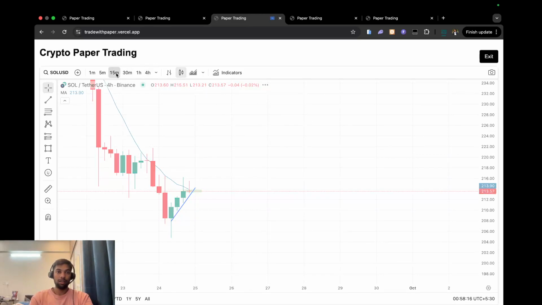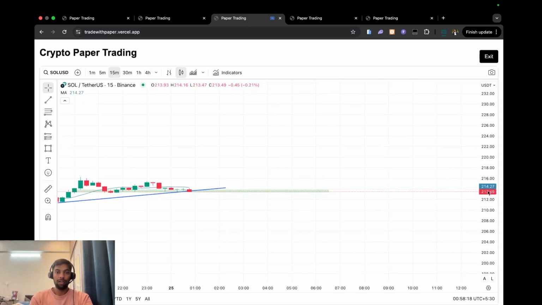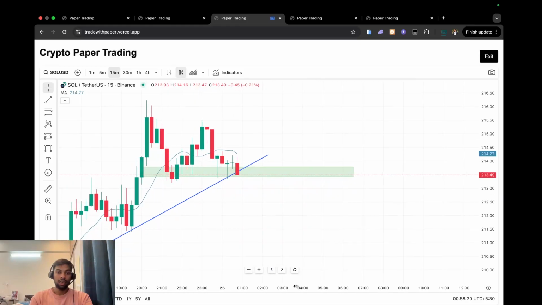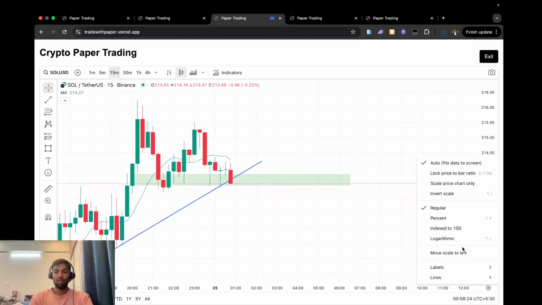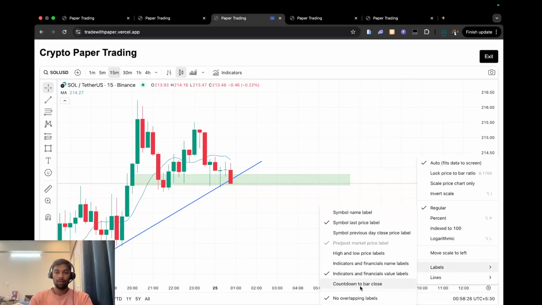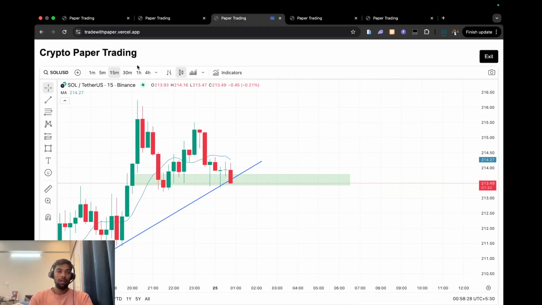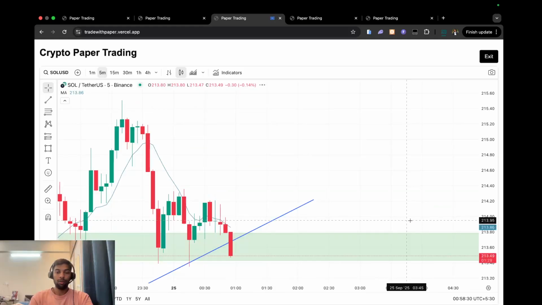So that's why I'm thinking right now, at a 15-minute interval, you can see the market is trying to break this. Let's label this, and let's wait for the candle to close.